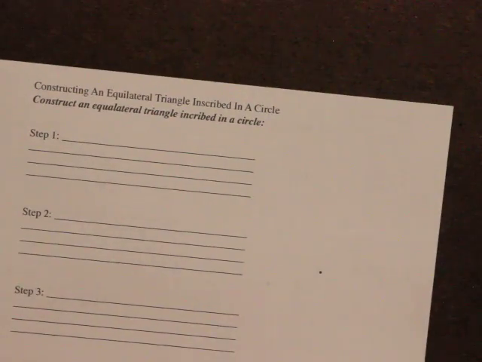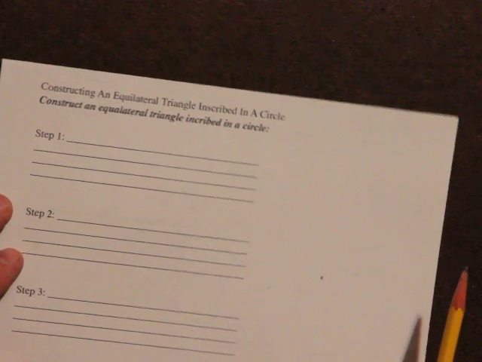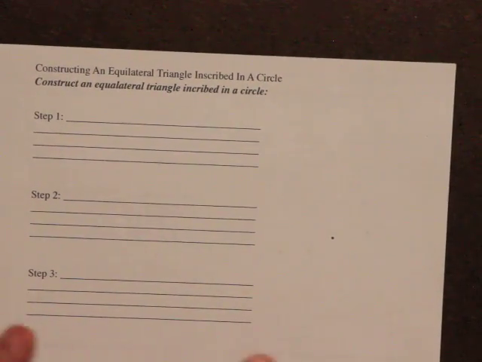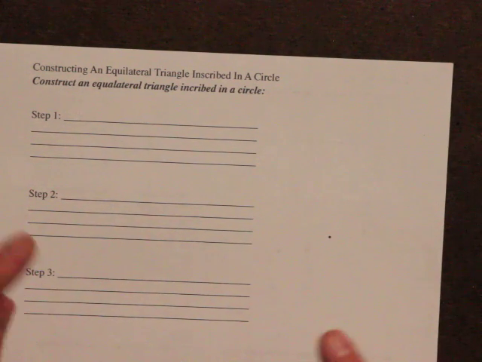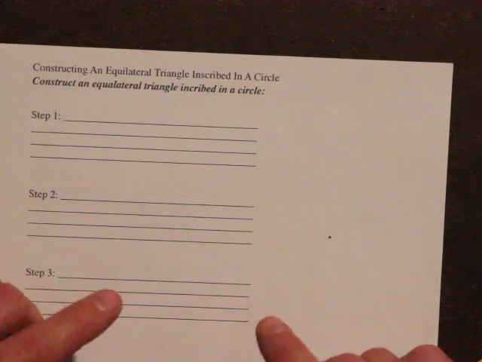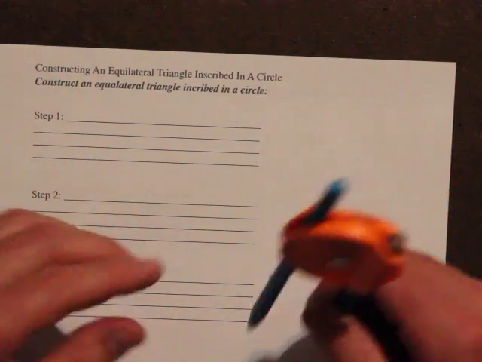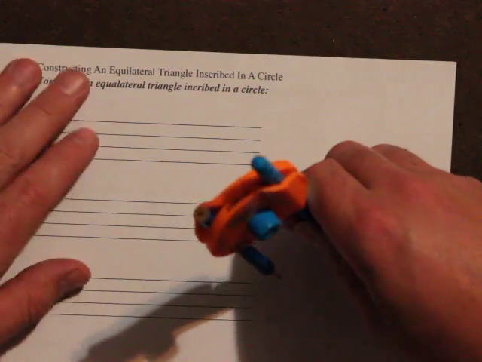Alright. Next part of this, and last part I believe, is construct an equilateral triangle inscribed in a circle. Remember, an equilateral triangle means that every side of the triangle, all 3 sides, are the exact same length, and each angle is the same angle measure. And so in an equilateral triangle, each angle measure is 60 degrees, because 180 divided by 3 is 60.